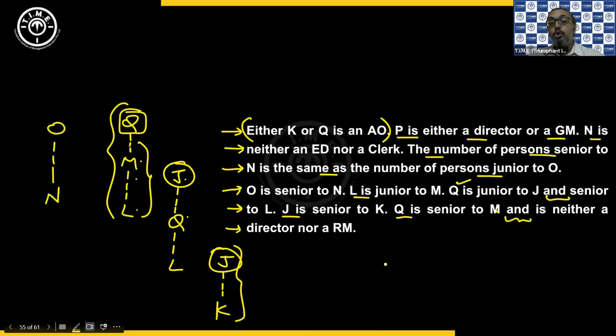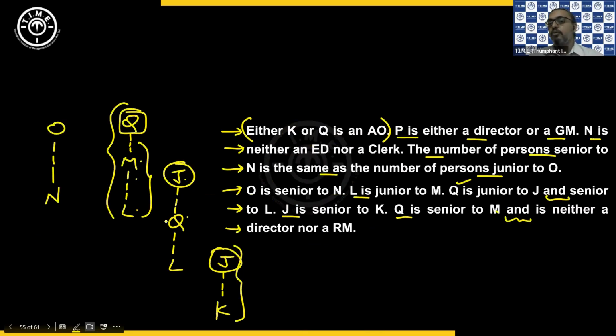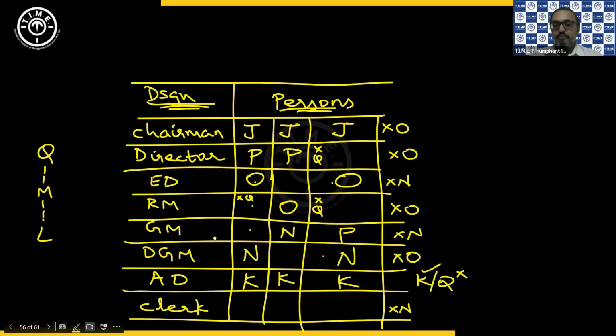Correct? Now Q should be above M and L. Now there are only 3 other positions. So Q is above M and M is above L. That is the only thing we have to fix. So when I do that, you are now getting Q as RM, M as a GM, L as clerk, which is not possible. The first arrangement is not possible. Why? Because Q is not RM, not director. That was what we had. Neither RM nor director.